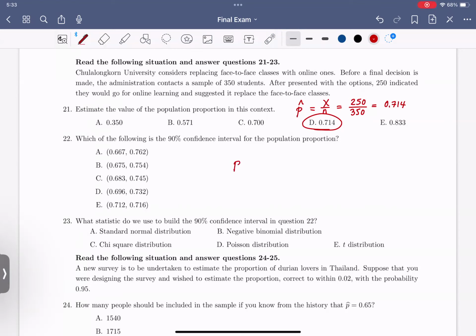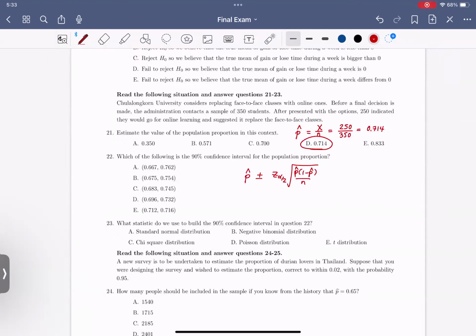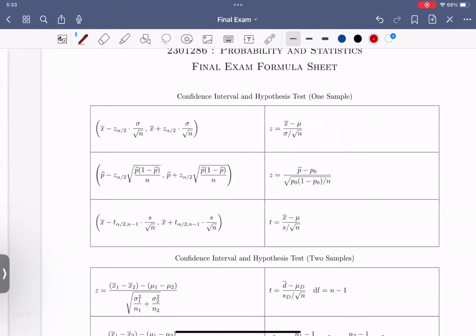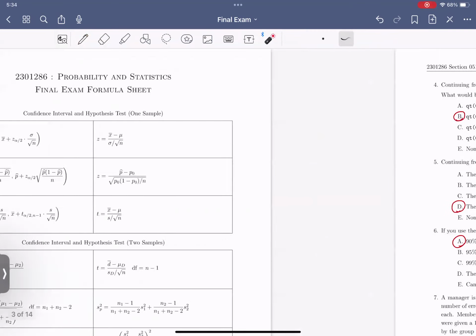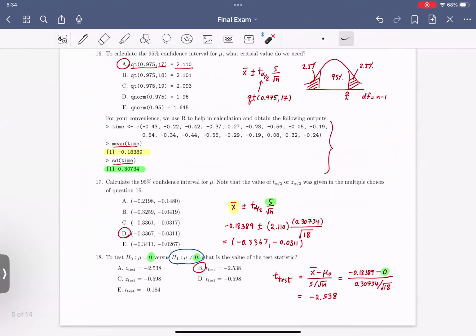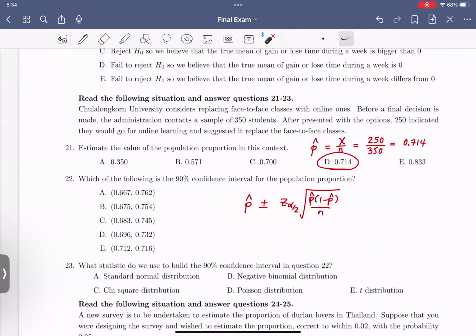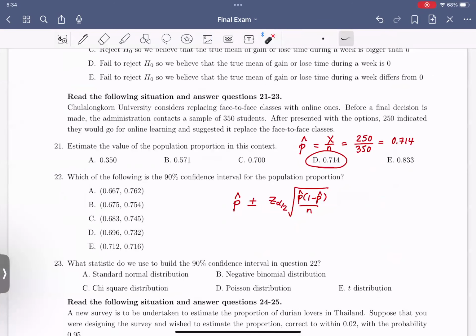So remember, the confidence interval for the population proportion P is p hat plus minus c alpha over 2 times square root of p hat times 1 minus p hat over N. One more time, if you cannot remember this one, you can just go back to the formula sheet, where you have the formula. So you can just copy from the formula sheet. So you're going to have p hat plus minus c alpha over 2 square root of p hat times 1 minus p hat over n, and then you plug in everything. So it's 0.714 plus c alpha over 2 here.